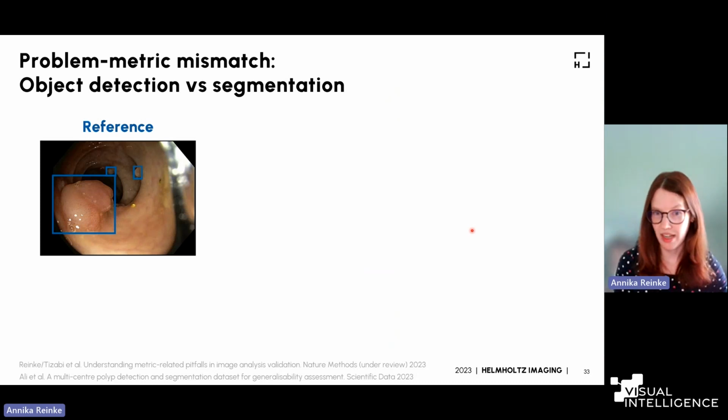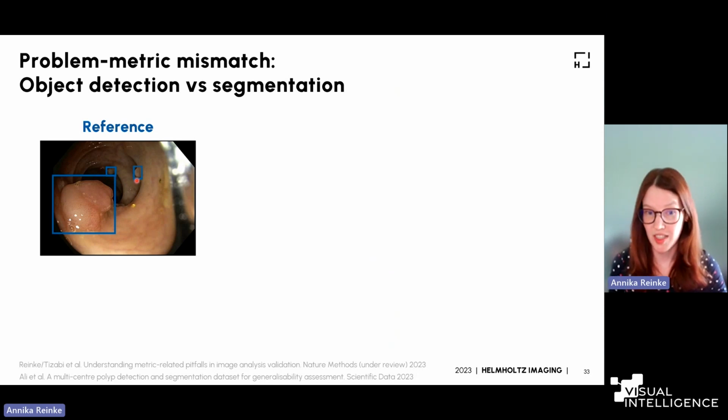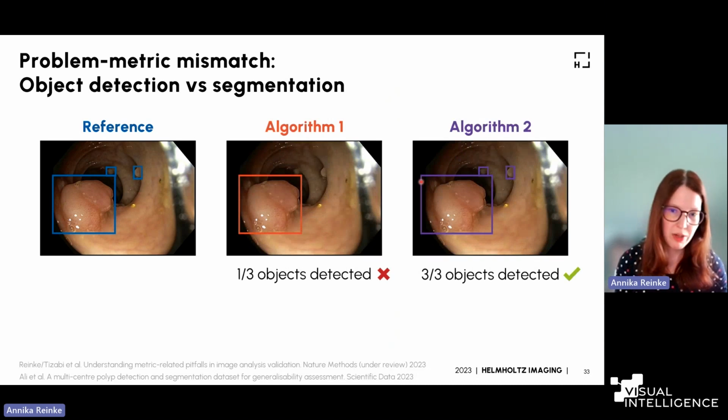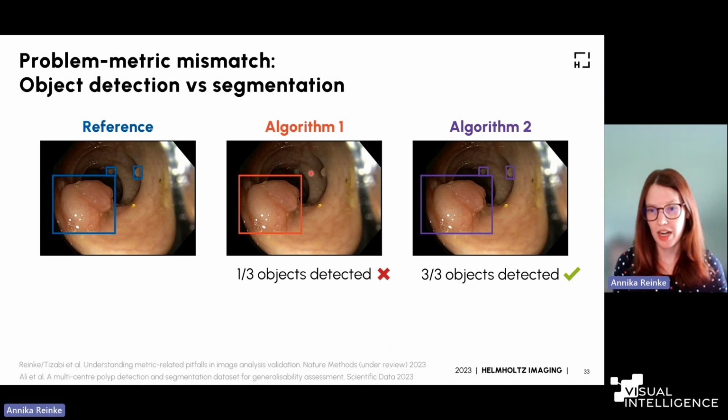We have a polyp detection, and we really want to make sure that all of these polyps are detected for patient safety. We want to remove them to make sure that the patient is getting healthy. So we have 2 algorithms that we could use. On the one hand, we have an algorithm that only predicts this large polyp over here and misses the 2 tiny ones.